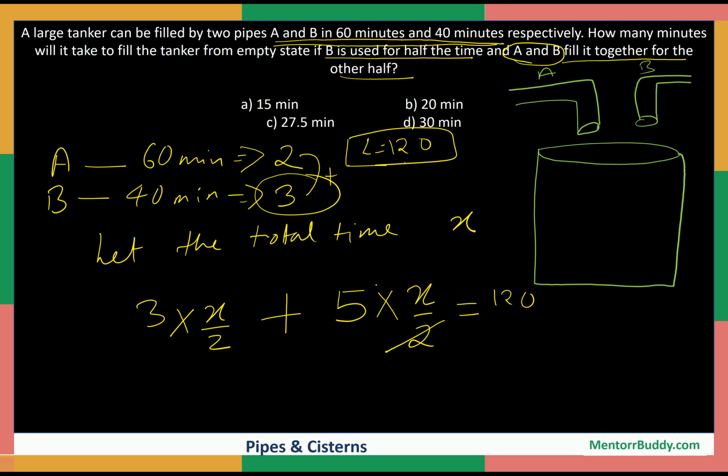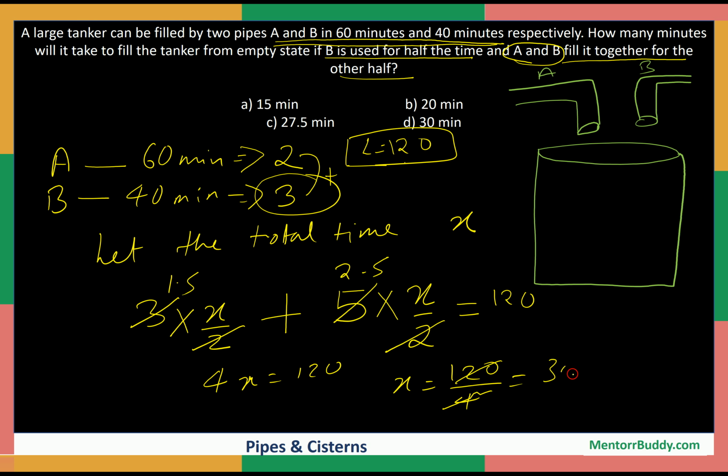Okay, so we can solve this equation. The 2 we will cancel out, it will become 2.5x. The 2 we can cancel out, it will become 1.5x. 1.5x plus 2.5x will be equal to 4x, equal to 120. So x will come out to be 120 divided by 4, that is equivalent to 30 minutes.